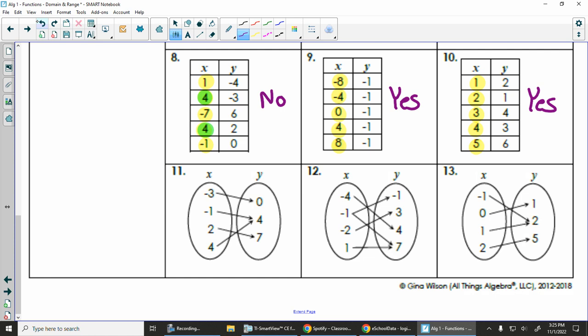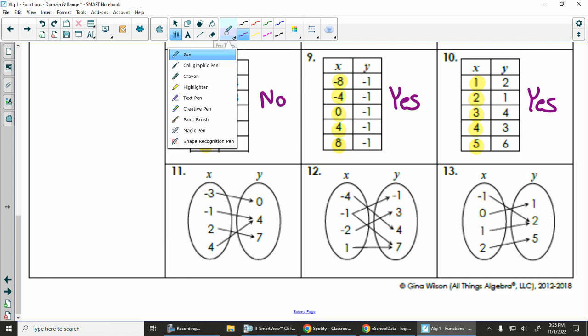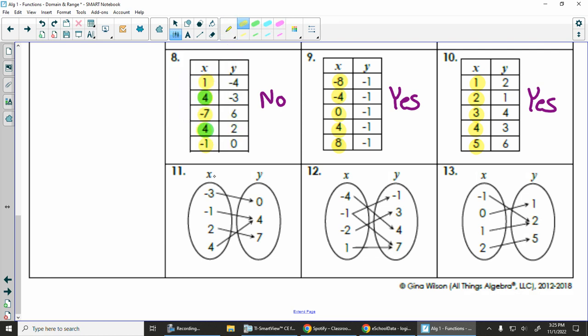So basically when you're looking at a mapping diagram, if you see more than one arrow coming out of the same number for the x bubble, then you know that's not a function. So again, it's the x's we're paying attention to. If I take a look at my x circle here, I've got a -3, a -1, a 2, and a 4. And each one of those numbers only has one arrow coming out of it, which means that each one of those x's is only paired with one y. So that's okay. That's a function.